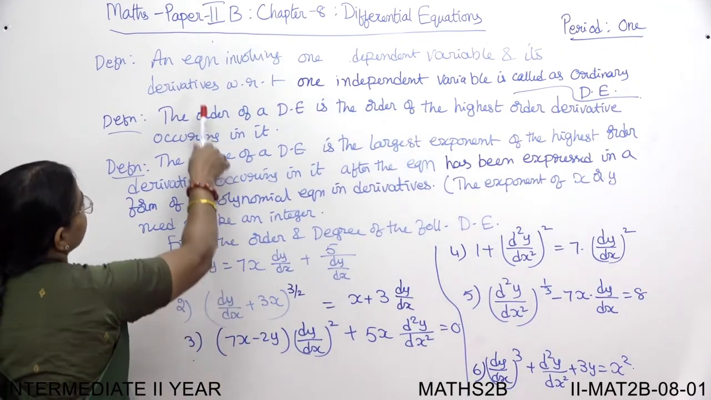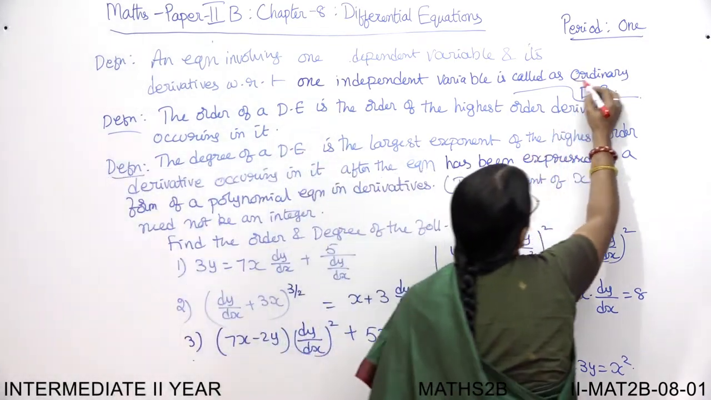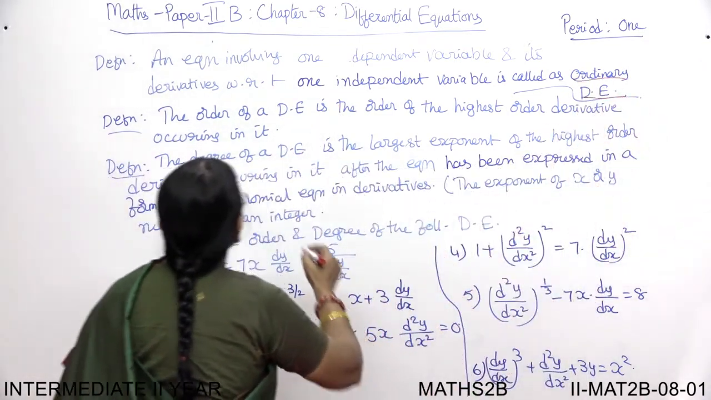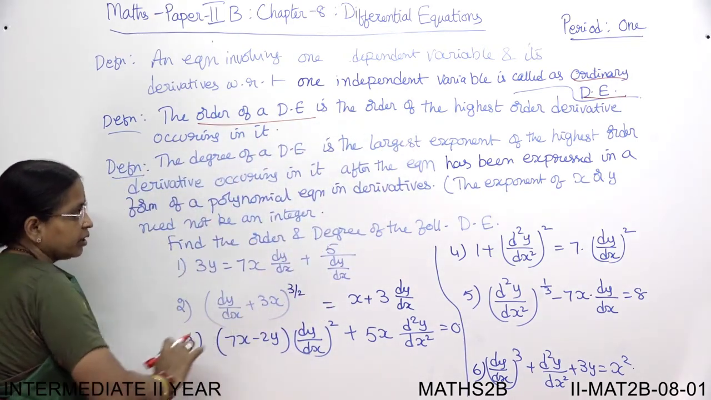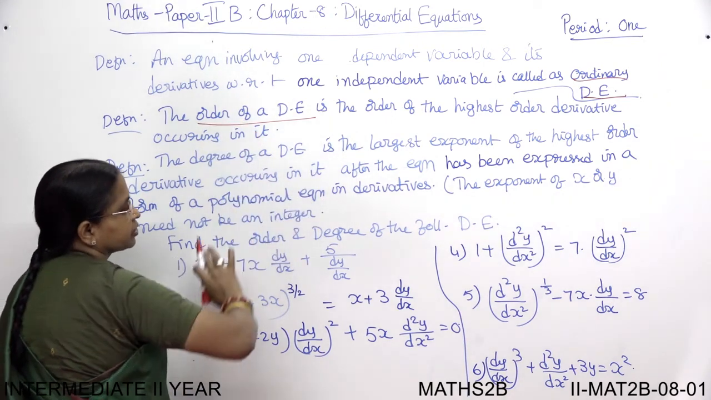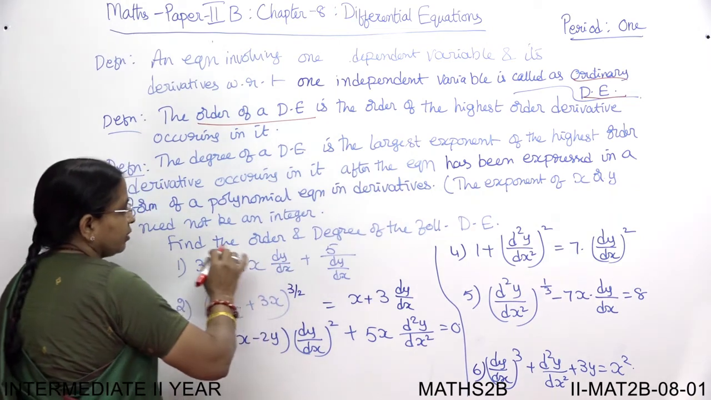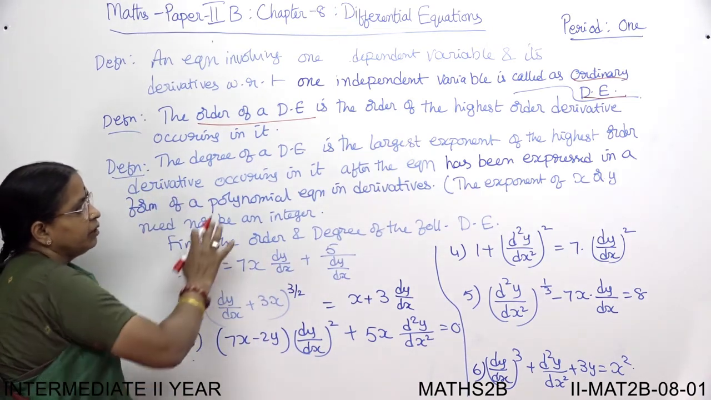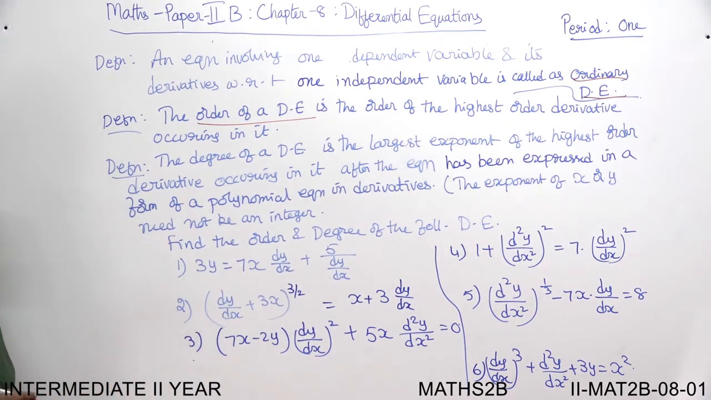So now this is the first definition, the ordinary differential equation definition. Next is the order of a differential equation: the order of the highest order derivative occurring in it. Next, the degree of a differential equation. Learn these definitions. The degree of a differential equation is the largest exponent of the highest order derivative occurring in it after the equation has been expressed in the form of a polynomial equation in derivatives.